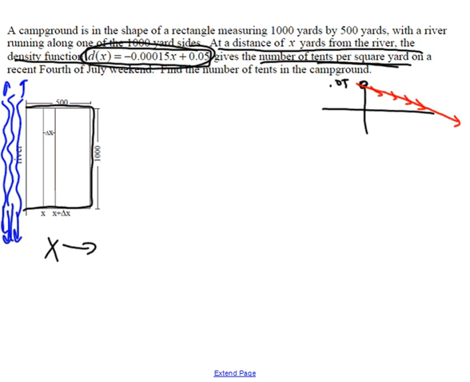So what we do here, if we want to find out the number of tents in the campground, is we think about a vertical strip. And this vertical strip has height of 1,000, and it's got a width of dx. So that's the area.